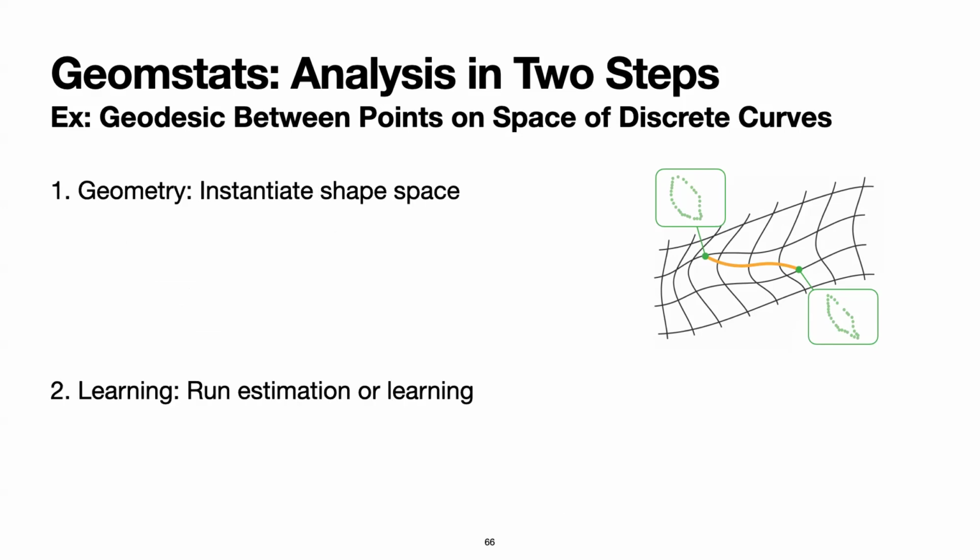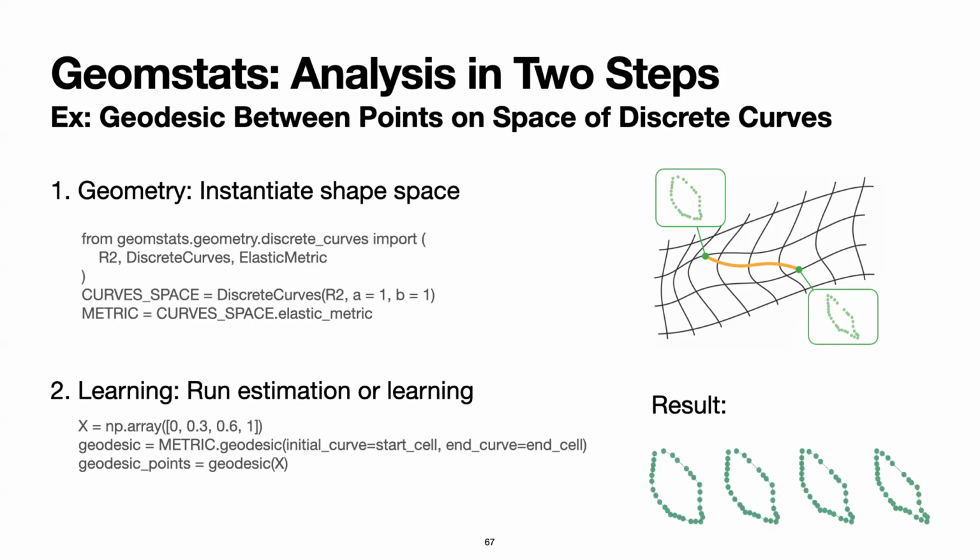And then similarly, we instantiate the shape space and run estimation for learning. So we import the manifold, which is discrete curves, the metric, which is the elastic metric. We also have to import the ambient space, which is R2 in this case. And then recall these really important parameters that I was talking about earlier, A and B. Your choice of parameters will affect distance. So you define the manifold, the metric, and then you can do your statistics.